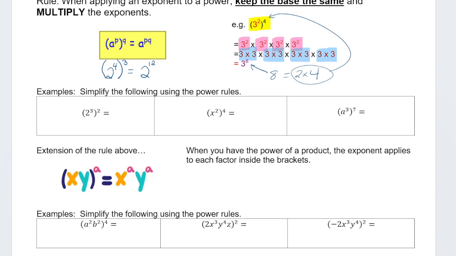So power of a power, if you have one power and it's being taken to another exponent, base stays the same, multiply the exponents. So 2 cubed all squared will be 2 to the 3 times 2, which is 6. X squared to the 4th is x to the power of 2 times 4, which is 8. And a cubed to the power of 7, base stays the same, a to the power of 3 times 7, which is 21.